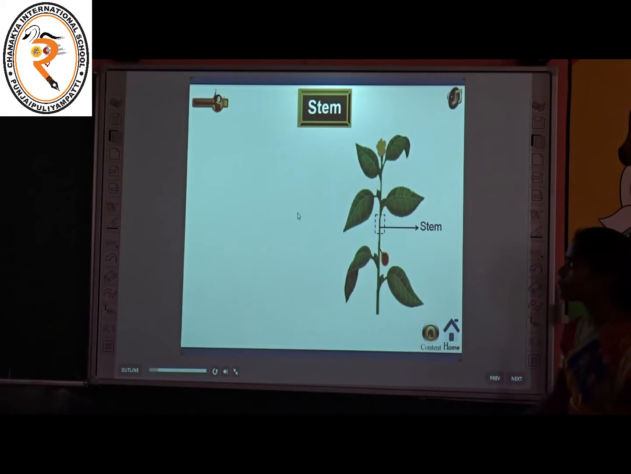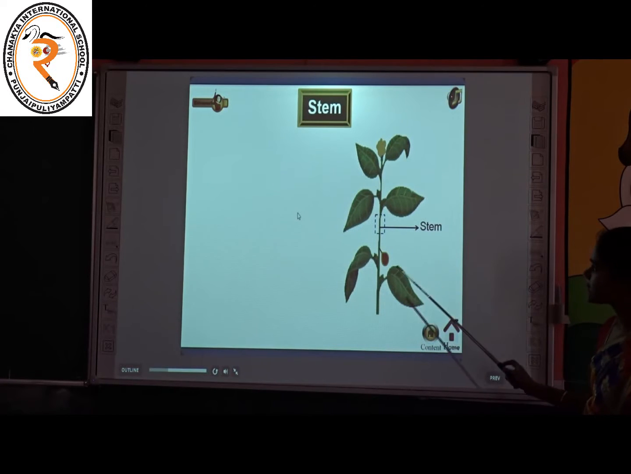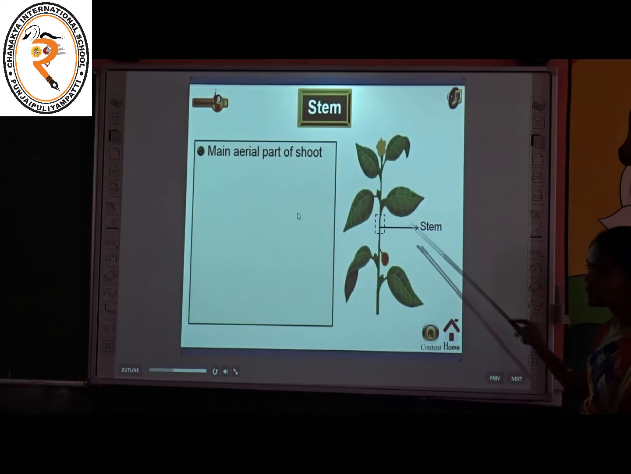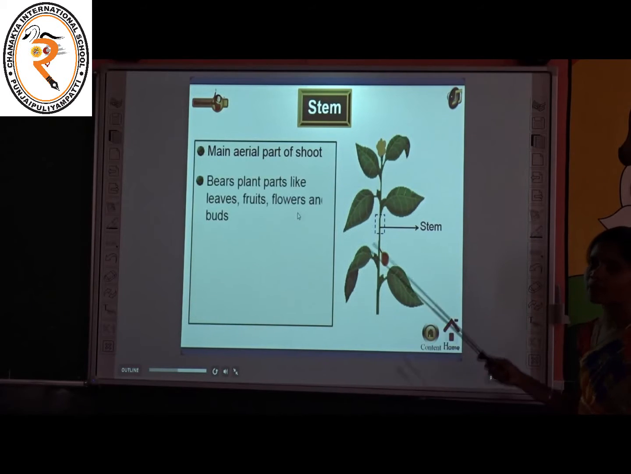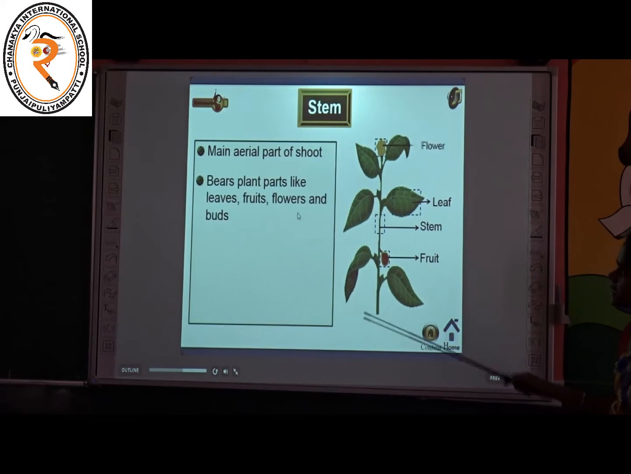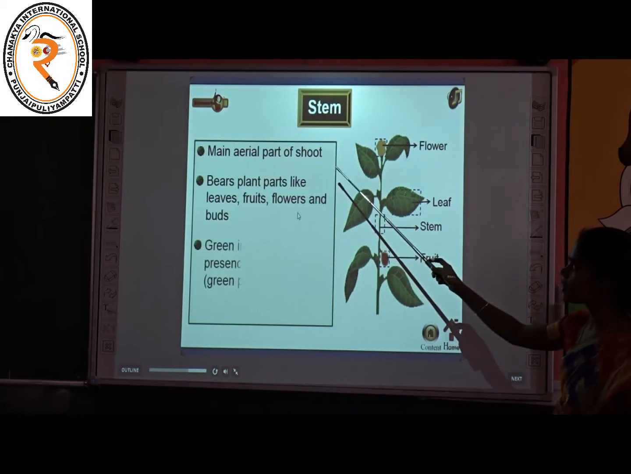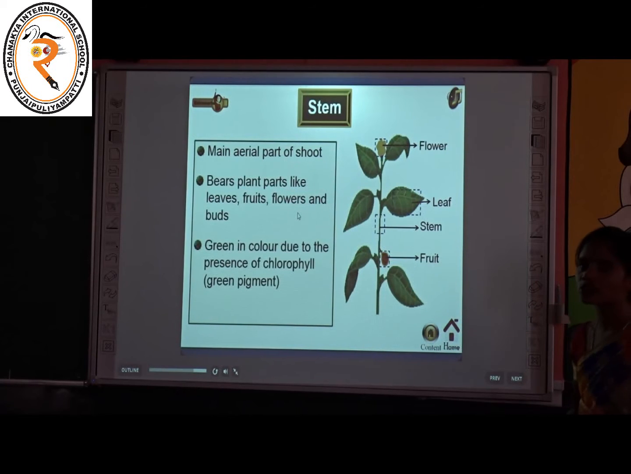First we will discuss the stem and its functions. See, this is the stem. What is the color of the stem? It is green in color. It is the main aerial part of the shoot system. What is called the shoot system?